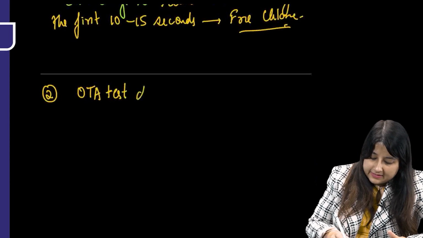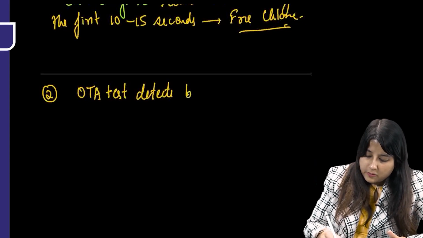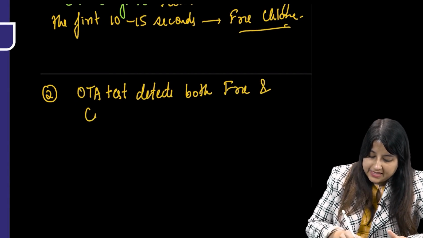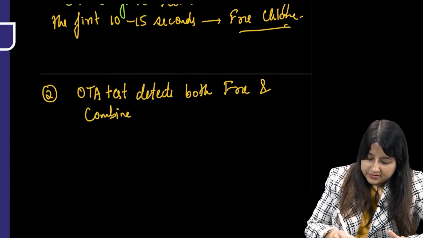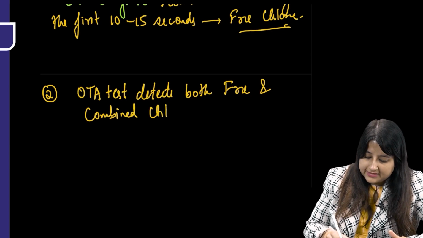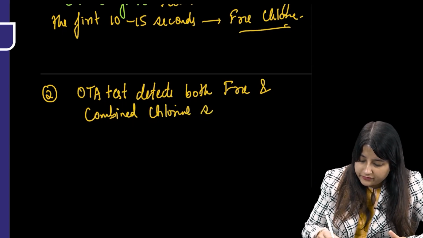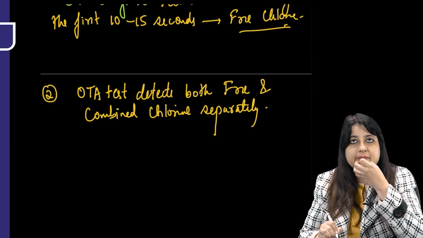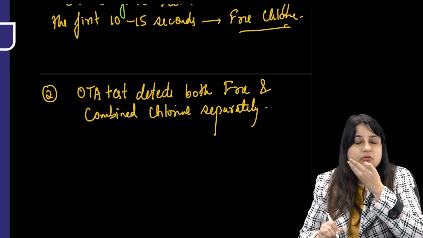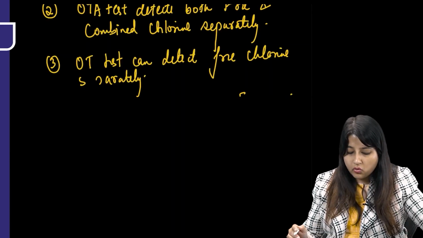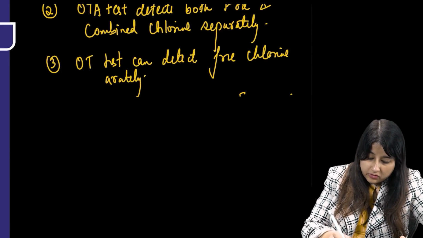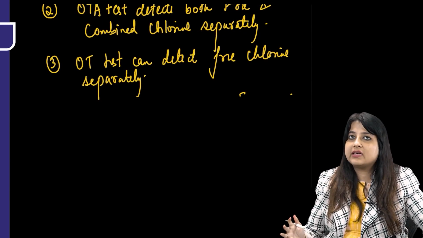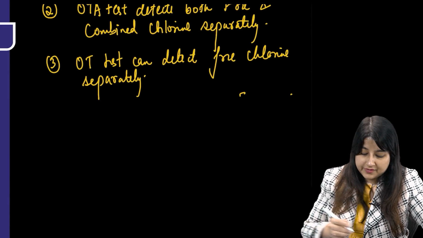Second point which I want you to add over here from these two tests is, OTA test can detect both free and combined chlorine separately. Let me first write the points, okay? These are all MCQs, guys. Both free and combined chlorine separately. And you know what is free and combined chlorine now? The total chlorine added to water is free plus combined. So OT test can detect free chlorine separately. The color change which happens in 10 to 15 seconds.